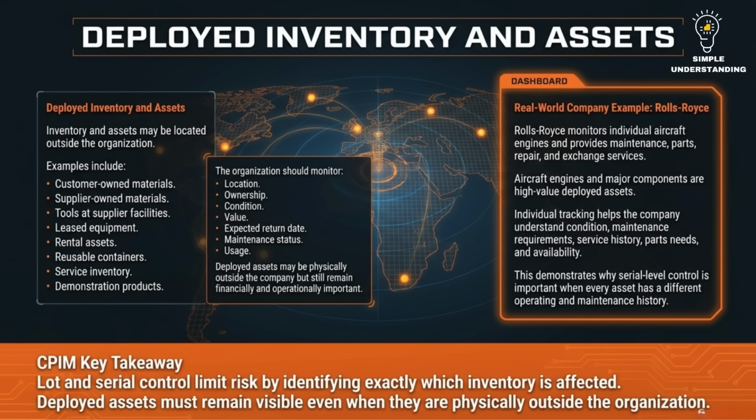CPIM key takeaway: Lot and serial control limit risk by identifying exactly which inventory is affected. Deployed assets must remain visible even when they are physically outside the organization.